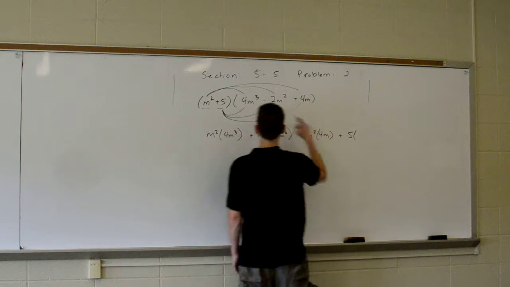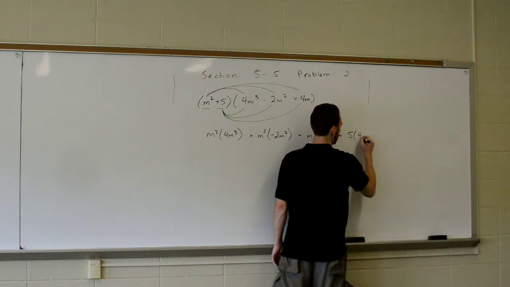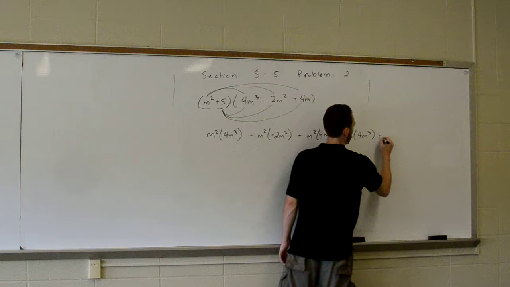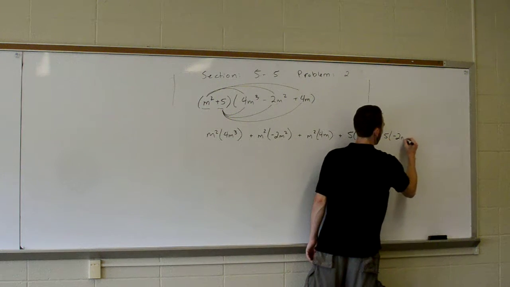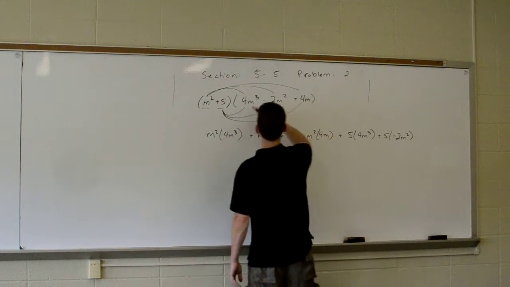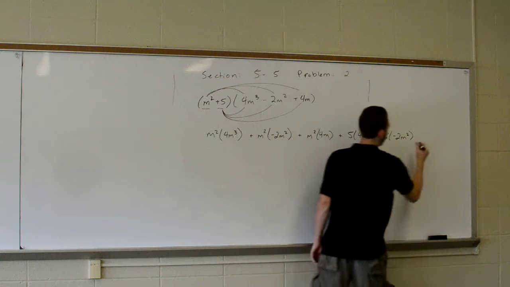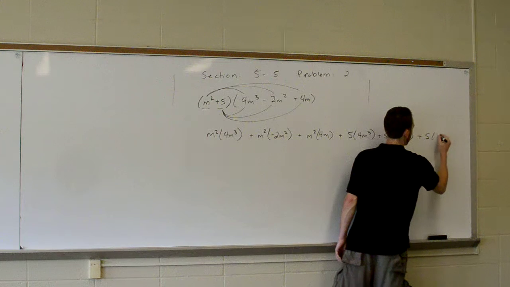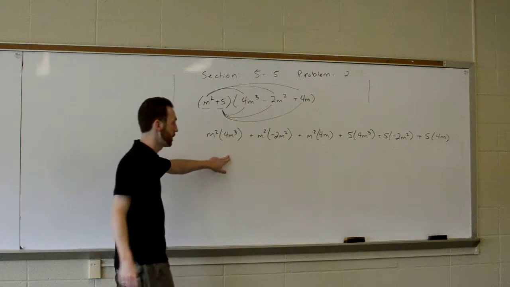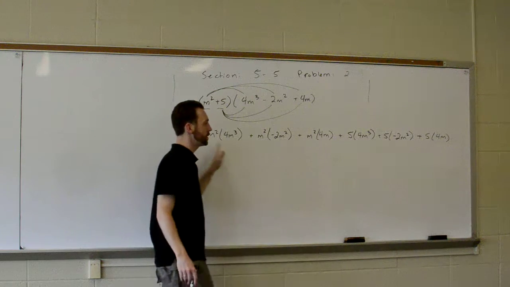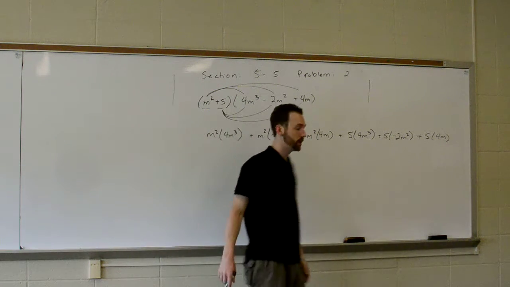So we have 5 times 4m cubed, plus 5 times negative 2m squared, plus 5 times 4m. So we end up with 6 terms when we multiply this through. Now we just need to simplify each one of these terms.